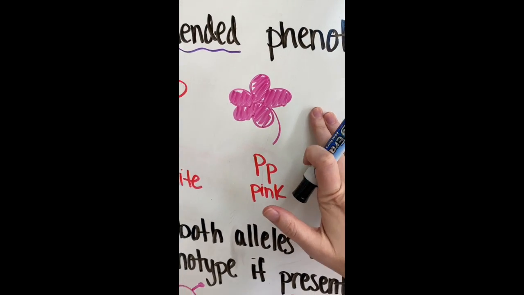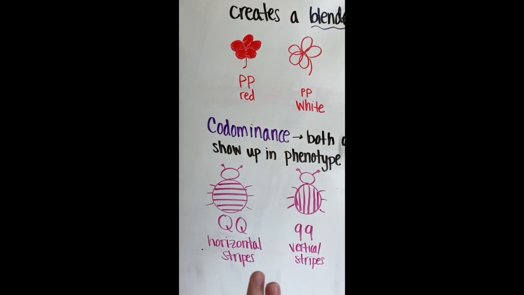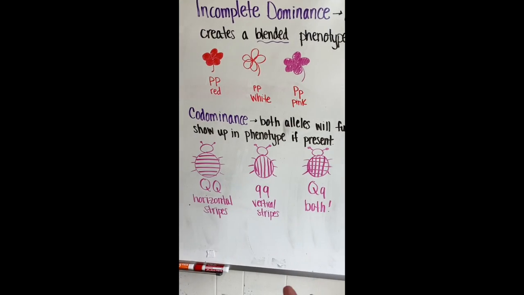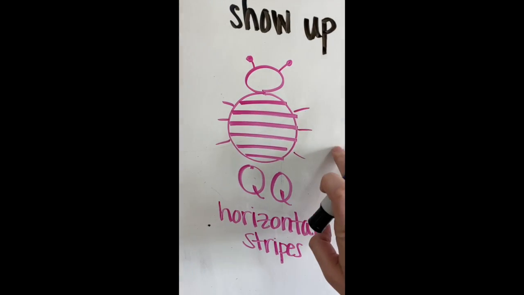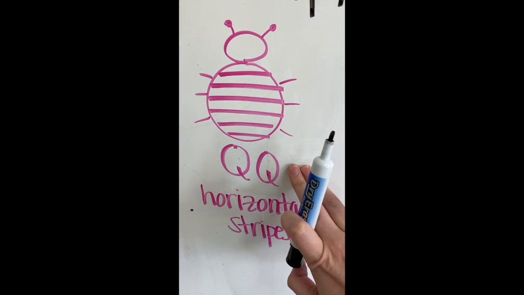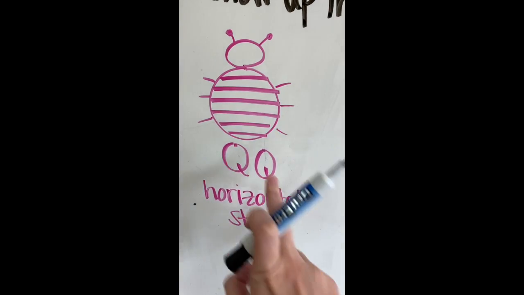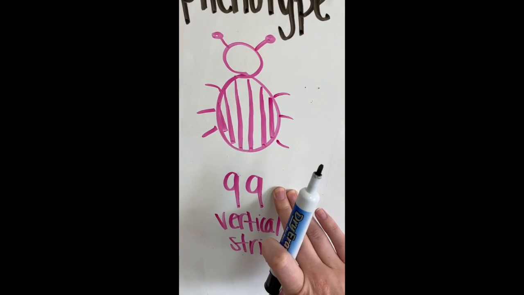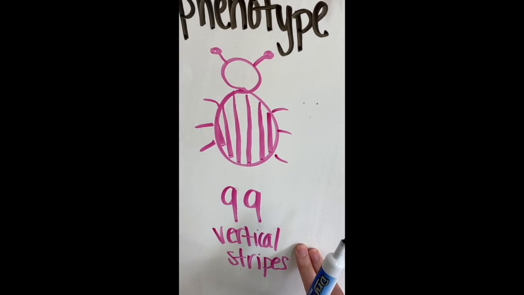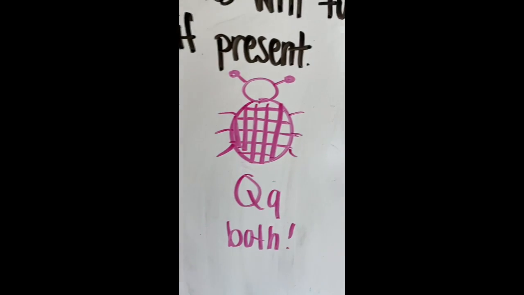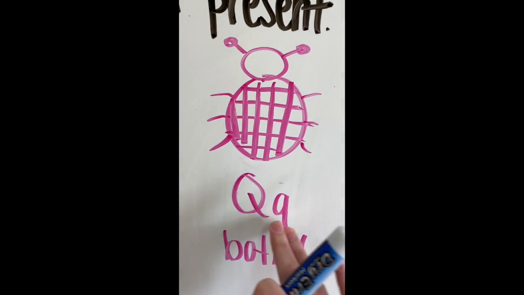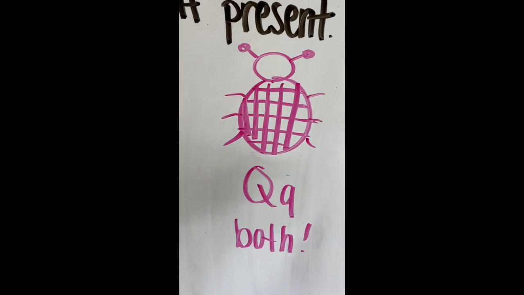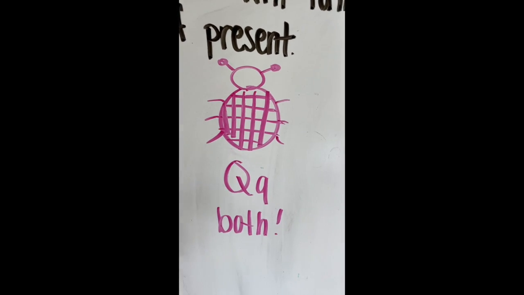That is incomplete dominance. You can also have codominance, meaning that both the alleles are fully showing up in the phenotype if they're present. So if you look at this little bug here, let's say for stripes, if it has two capital or dominant alleles, it's going to have horizontal stripes or left to right. If it has two lowercase alleles, that means it's going to have vertical stripes or stripes going up and down. But if it's heterozygous, meaning it has a dominant and recessive, it's going to have both. So it's going to have vertical stripes going up and down and horizontal stripes going left to right.